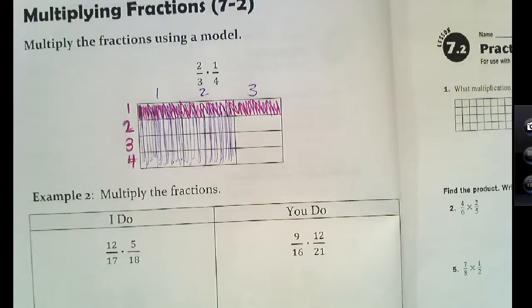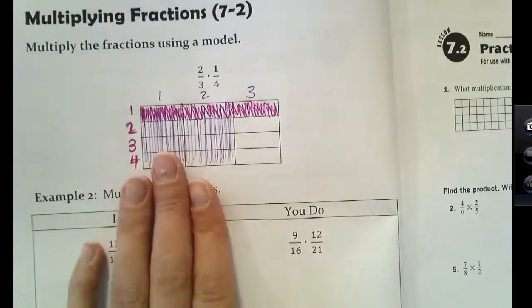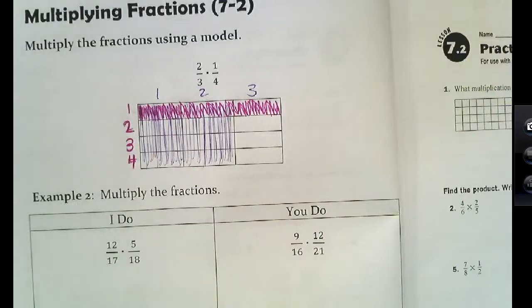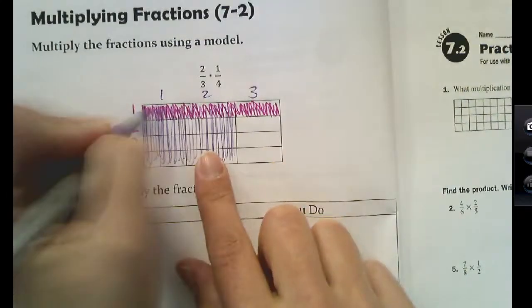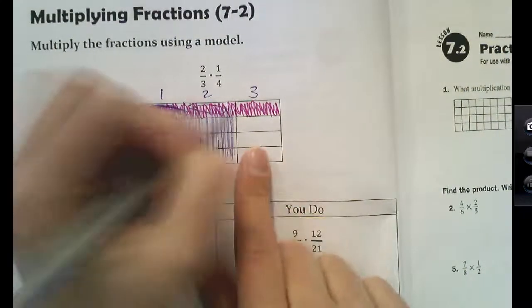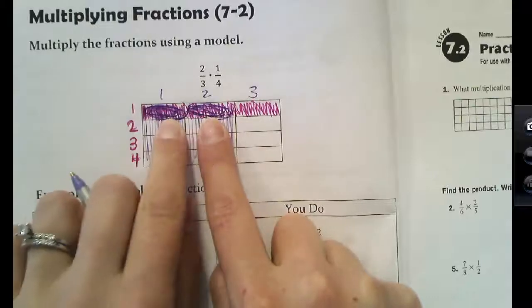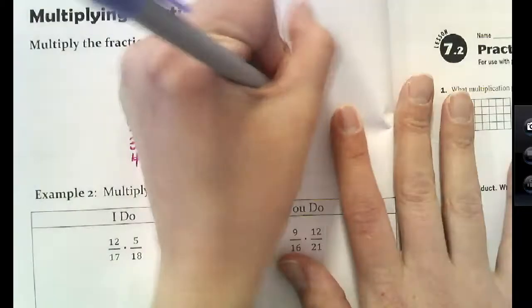When you shade in 1 out of the 4 rows and 2 out of the 3 columns, how many boxes are doubly shaded? What do you guys think? How many of these boxes got shaded twice? Do you agree that there are 2 boxes right here that got shaded twice? All right, so we're going to go ahead and write our 2.